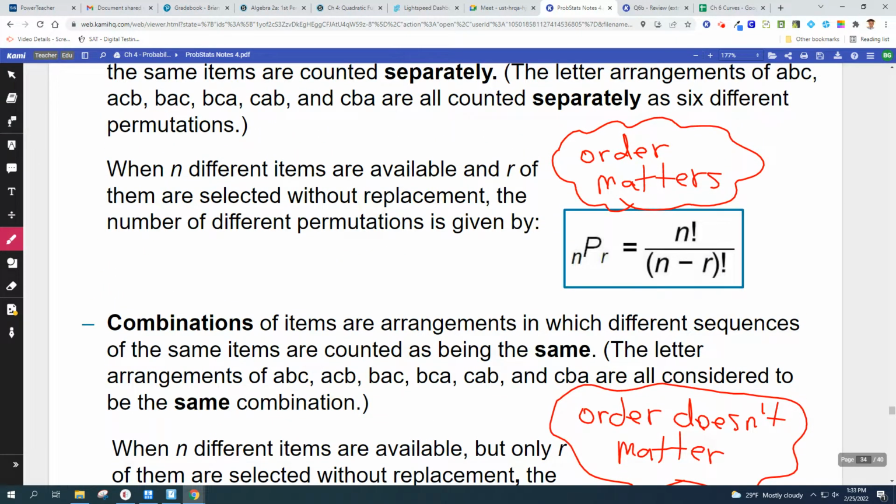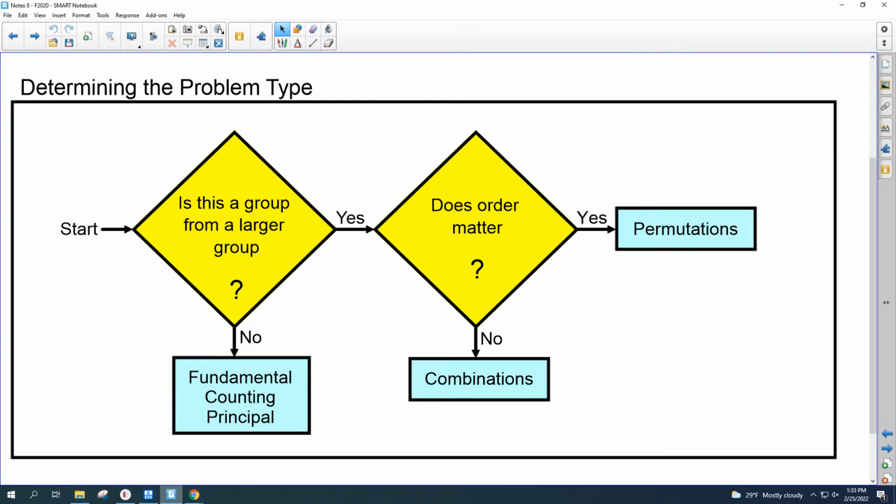Okay. So to me, again, the hardest part sometimes in these problems is just figuring out what type of problem it is. And so that's why I like to ask myself this question. I start a problem and then I'll say, am I talking about a group from a larger group? Yes or no? And if I am, then I ask myself another question, does order matter? And if order matters, then it's a permutation. If order doesn't matter, it's a combination.